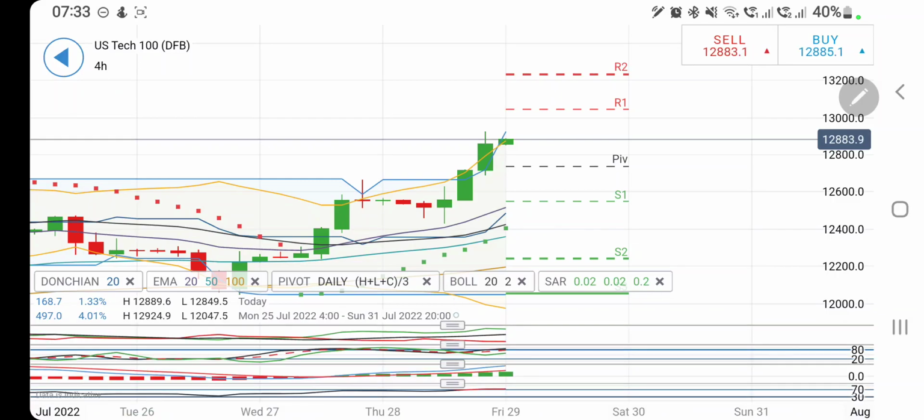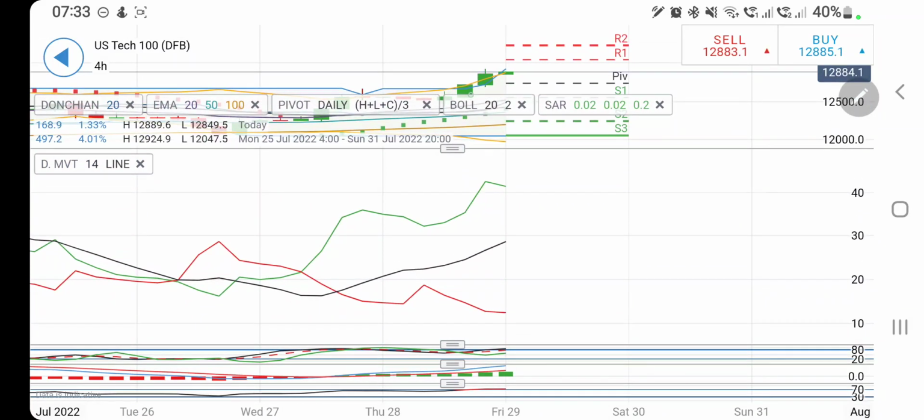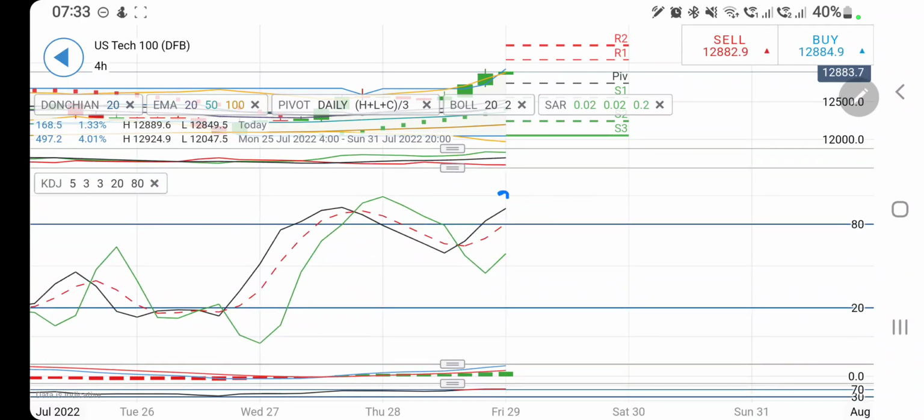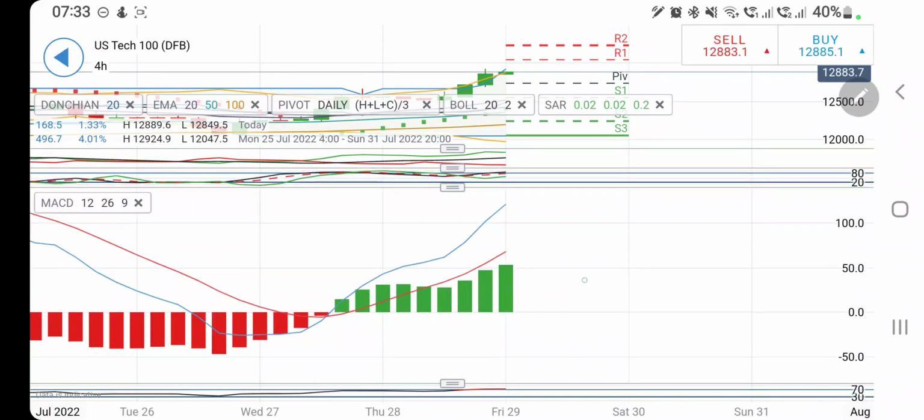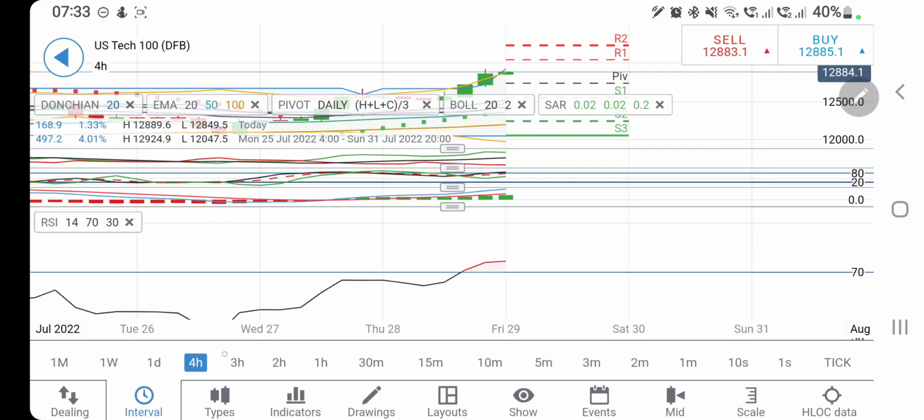If it trades successfully above 12,950, the next target should be 13,000 for sure. Then 13,040 and 50 will come into picture. Directional movement is extremely bullish here. It can converge a bit. Stochastic is overbought. The MACD is wide and divergent and bullish here. And if you look at the RSI, this is overbought here too.